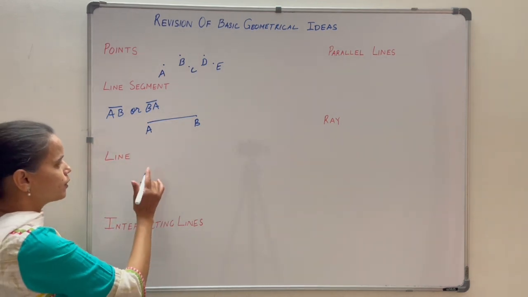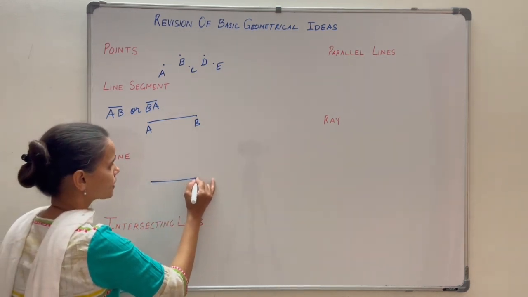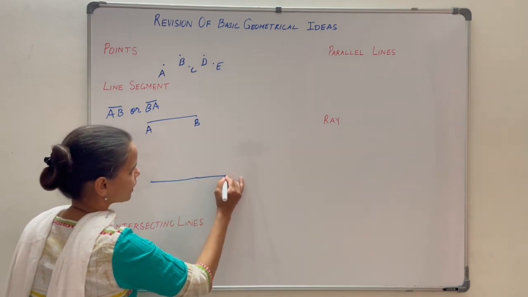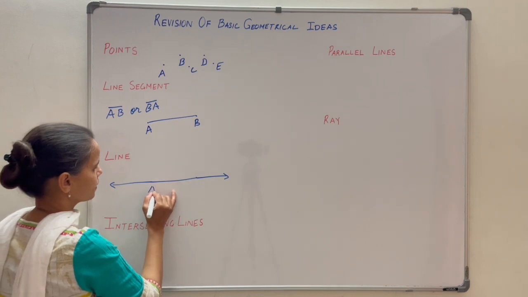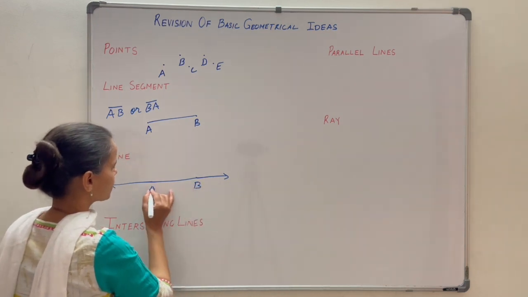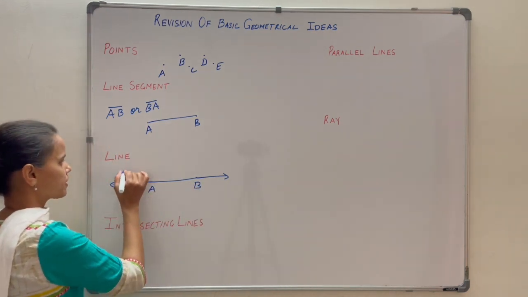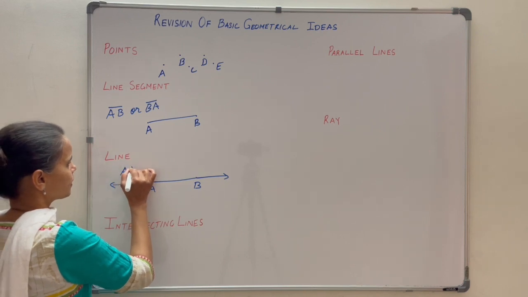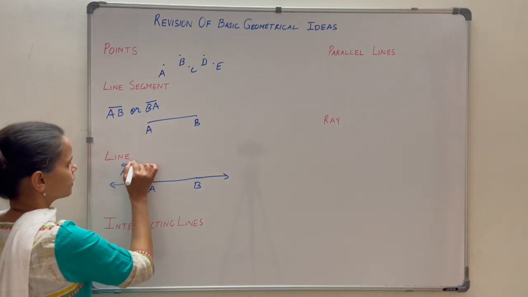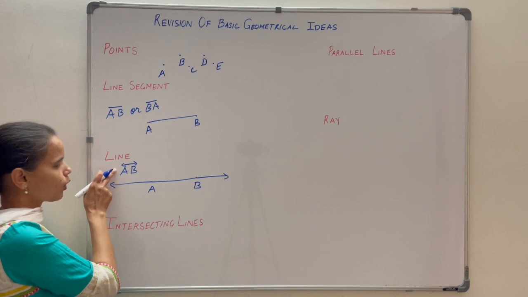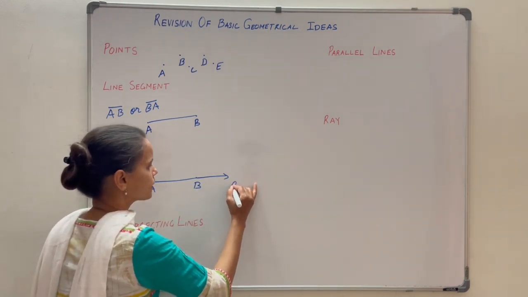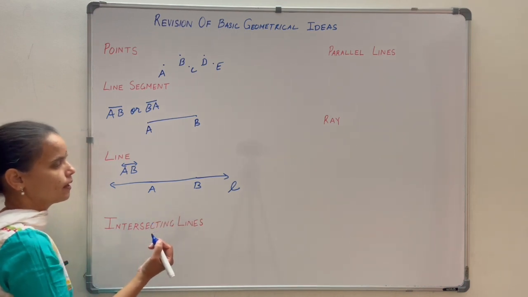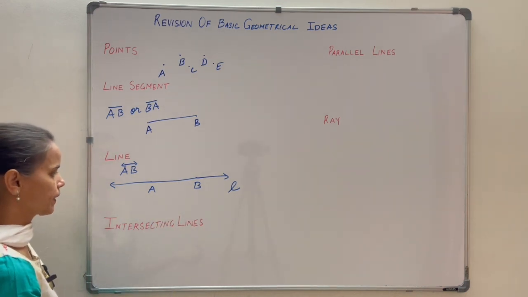Line. When you extend the line segment in both directions, it is considered a line. You can take any two points on the line and represent the line by writing those two points with the symbol like this. So this is how we represent a line. Or you can represent a line with a small letter like L, M and so on.